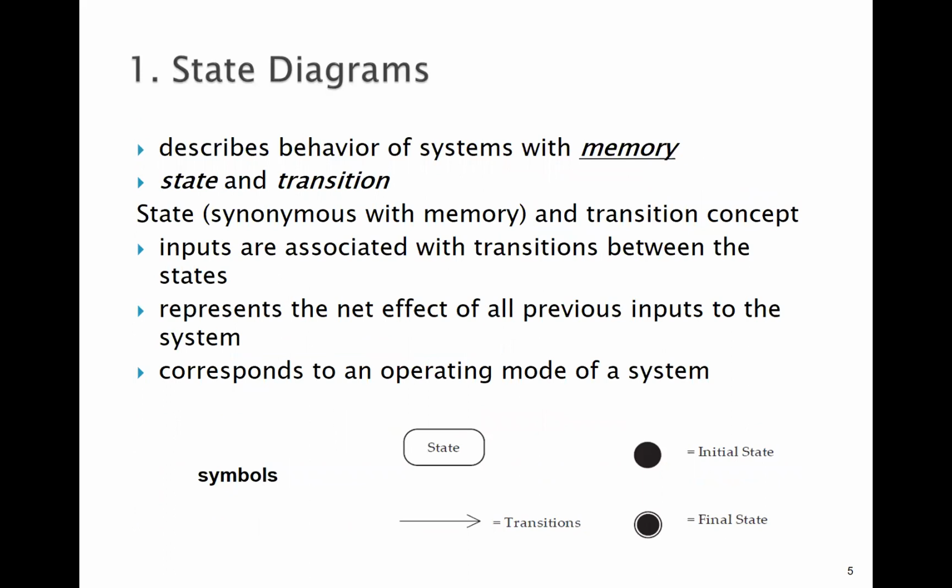Okay, the first modeling language that we are going to talk about is state diagrams. State diagrams describe the behavior of a system with memory. So if there is a memory in the system, then we may use a state diagram. There are two symbols, state and transition, as we have shown here. A state is denoted by a rounded rectangle, and a transition is simply an arrow.